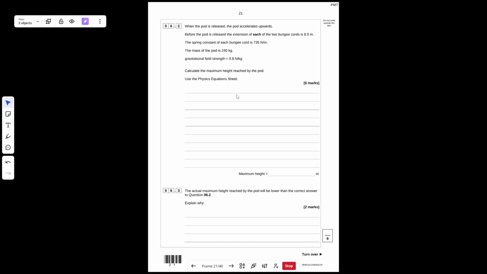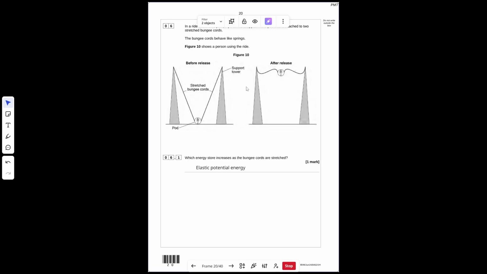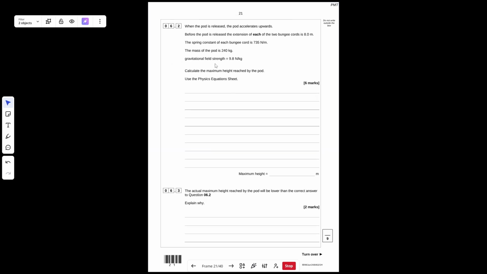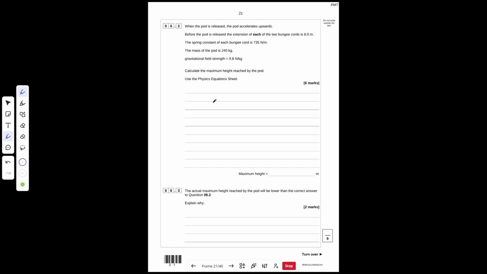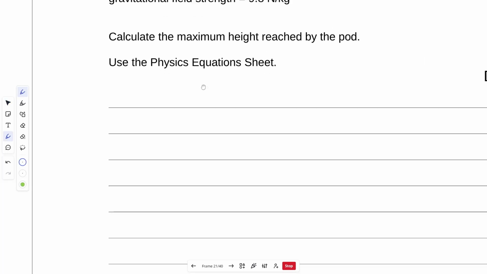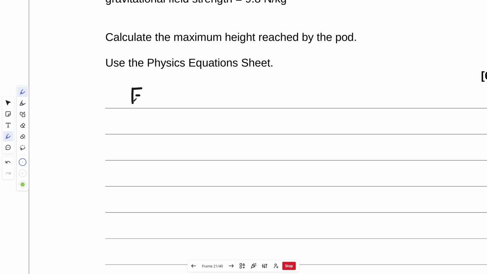So first of all, I would like you to notice that we are figuring out this maximum height, and so there are a couple equations that we should absolutely be using. For the first equation, we will need to use the elastic potential energy equation, which is, let's write it down, the elastic potential is equal to half k, so half times k times e squared, where e is extension and k is the spring constant.